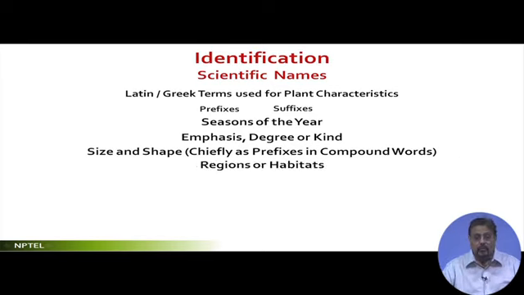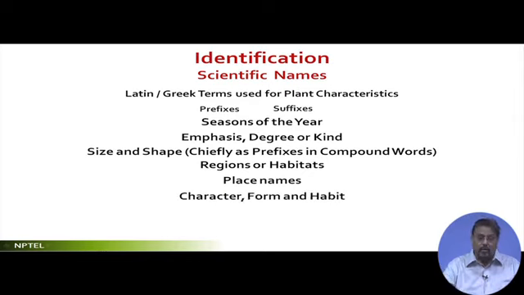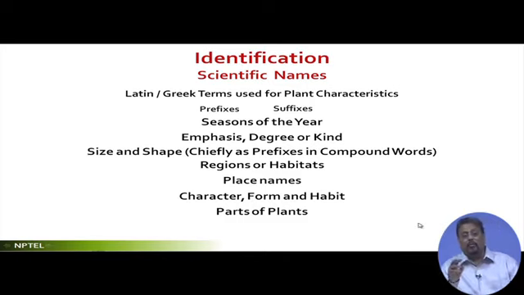Then regions or habitats, meaning which region it is and what kind of habitat it is. Then place names, as I said, Bengalensis, Bengal. Sometimes the regions, character, form and habit, overall character, overall form, habit. Sometimes even the parts of the plants. Which one will be used, you do not know.